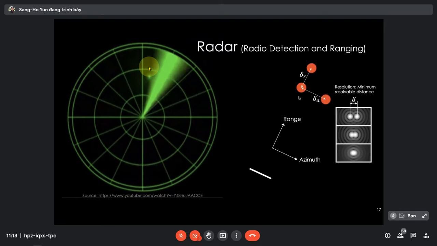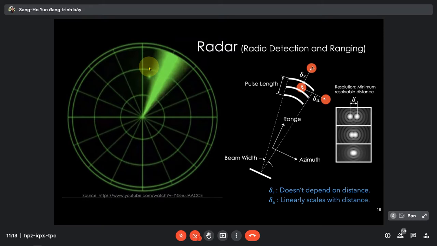If you look at the range direction resolution and azimuth direction resolution, they're different in that range directional resolution depends on the pulse length. If the pulse length is too wide, you cannot resolve these two points. But azimuth directional resolution depends on the beam width, you can see, right? If the beam is too wide, you can't tell if the enemy plane is here or there. So you want to make the beam as narrow as possible.